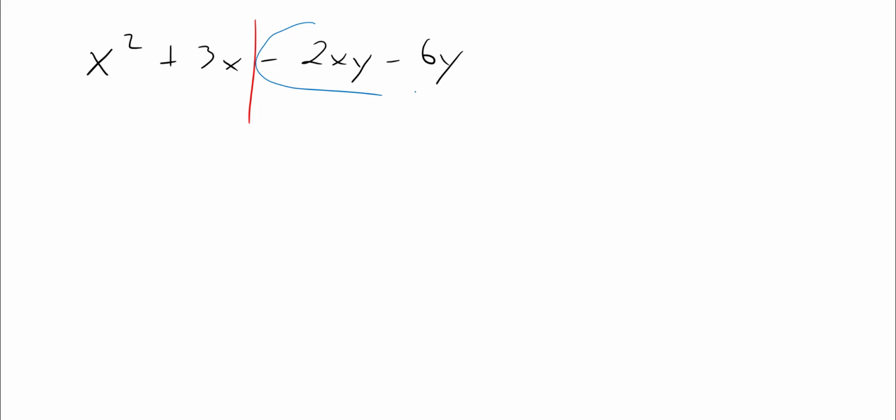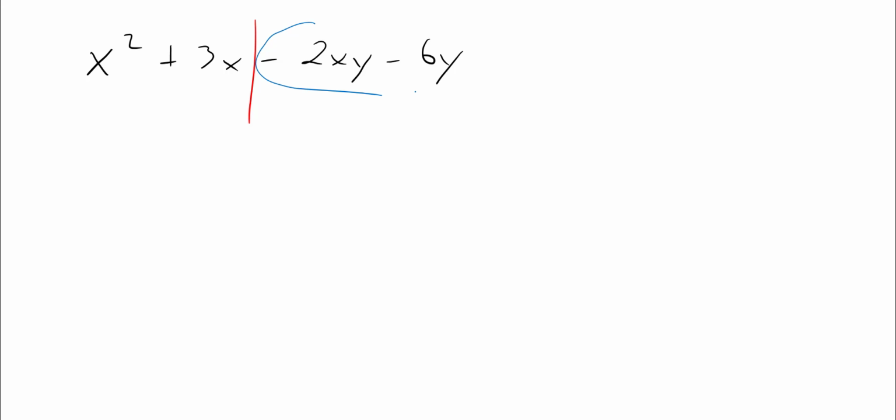Okay, so we'll talk about ordering in a second here. Let's just do one more problem. So it's x squared plus 3x minus 2xy minus 6y. Okay, so I'm going to split it down the middle. Make sure you keep the sign, right? That sign belongs with that guy right there, okay, the negative 2xy. Okay, so that's kind of important.